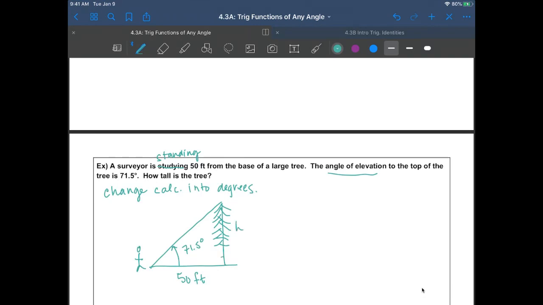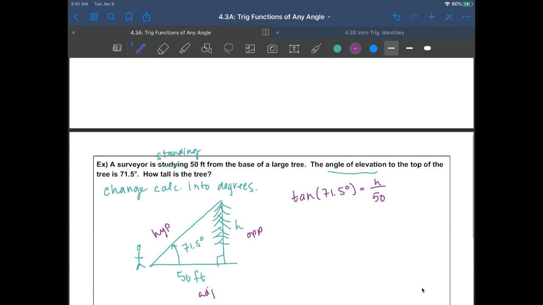So assuming the tree is standing straight up, we can use our right triangle trig. So which ratio would you use? To find the height of the tree when you have an adjacent side, I'm going to use the tangent. The tangent of 71.5 degrees is equal to the height over 50. So this is the opposite to me, and the adjacent to me, and the hypotenuse to me. Okay, so 50 tangent 71.5 degrees is equal to the height.